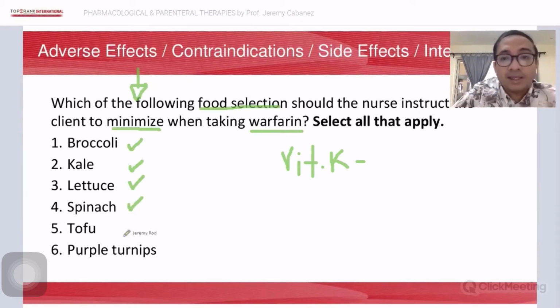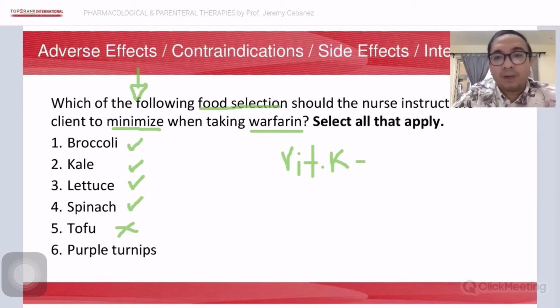Okay, tofu. Is tofu considered a vitamin K rich food? The answer is no. Usually, tofu, mataas yan sa amino acids or protein. Okay, ano pa ang tatandaan mo sa tofu? Tofu is also rich in good cholesterol. Ito yung mga tinatawag nating linoleic acid. Ano pa? Tofu could also be a rich source of calcium, but not vitamin K. So, we eliminate number 5.